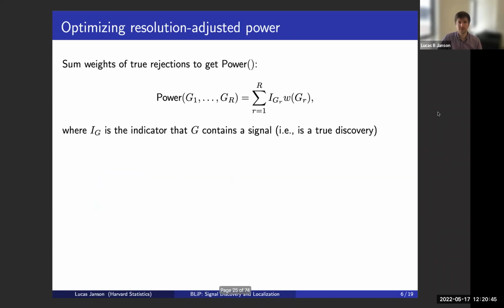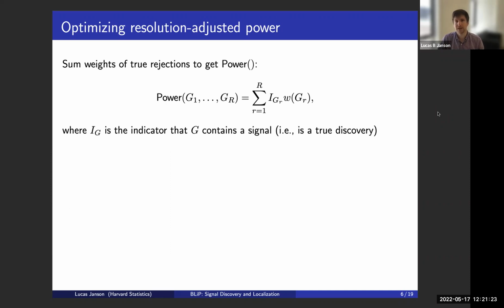All right, so now that we have these weights, I can define my power function. That was the thing in blue from 2 slides ago. I'm going to define this as something we might call an empirical power: how much value do I give to a set of discoveries, G1 through GR? I'm going to sum the weights over those discoveries, except of course I only give myself a non-negative weight if it's a true discovery. So I'm only summing over the true discoveries. That's what the indicator I of G_r stands for: the indicator that G_r actually contains a signal, because if it doesn't contain a signal, it doesn't count.